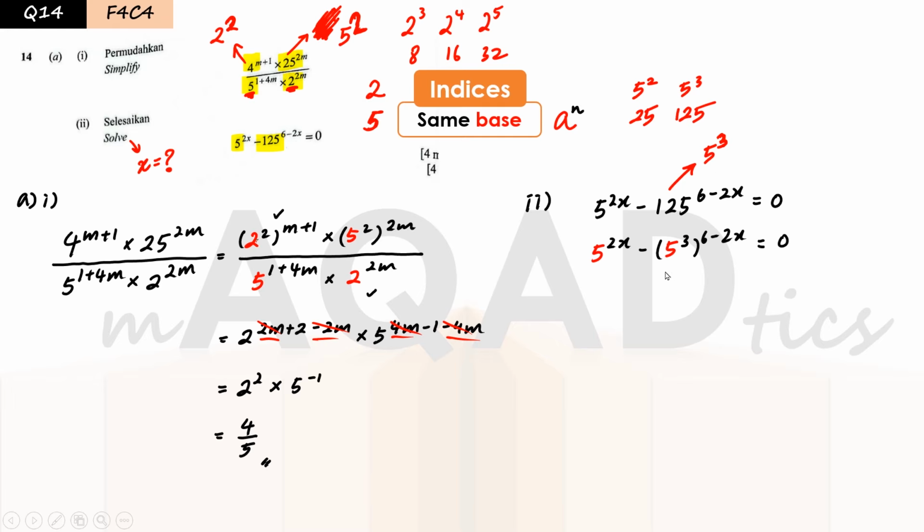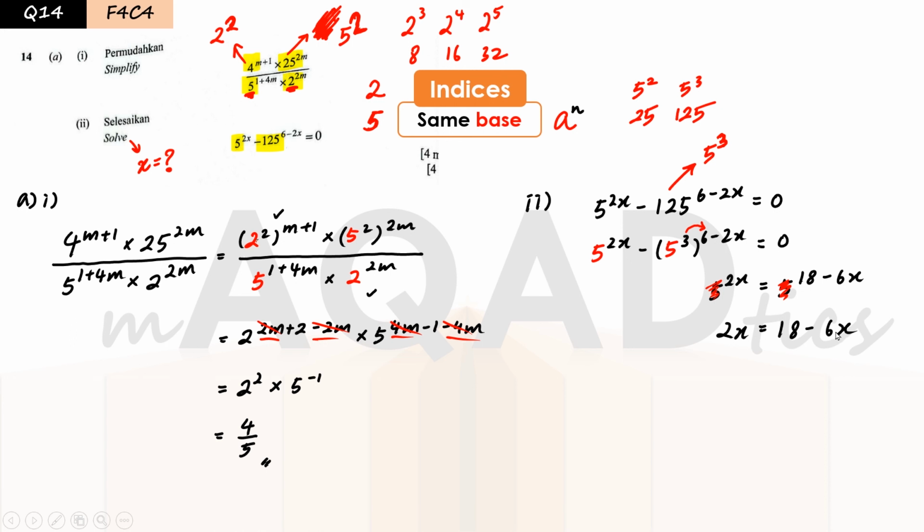Now for this part of the equation, I'm going to move it to the right side, and I'm going to multiply the 3 to the power here. So 3 times 6 will be 18, and 3 multiplied with negative 2x will be negative 6x. But why did I move this part to the other side? Because we are finding out the value of x, and the value of x here is at the power part, and the base value here is the same. So we can just ignore the base value and focus on the powers.